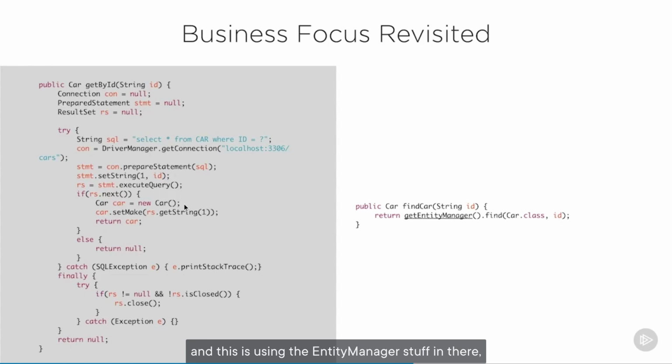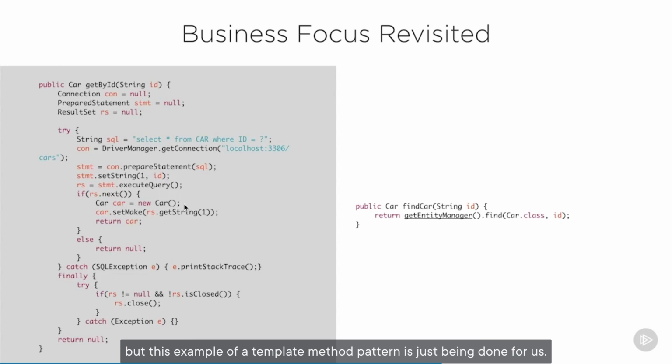We have our find by and our return statement. And this is using the entity manager stuff in there, but this example of a template method pattern is just being done for us. This is one of those cases where Spring is using a template method pattern and we don't really have to know how or what it's doing behind the scenes.